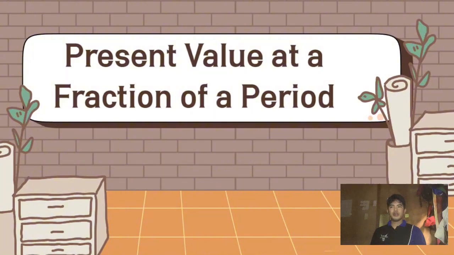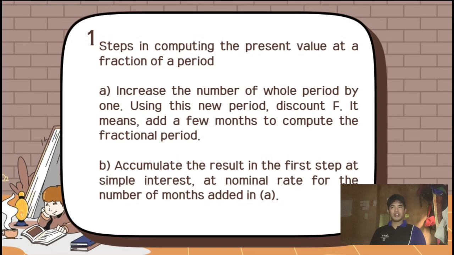We have also here the present value at a fraction of a period. Steps in computing the present value at the fraction of a period. First, increase the number of whole periods by 1. Using this new period, discount f, it means add a few months to compute the fractional period. Second, accumulate the result in the first step at simple interest, at the nominal rate, for the number of months added in step one.